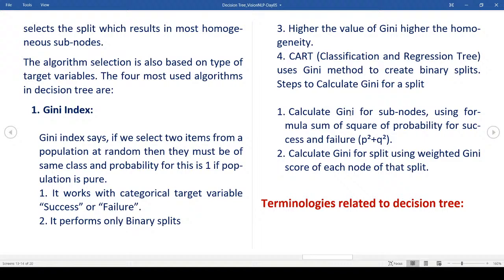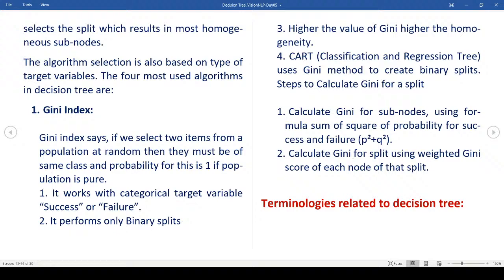And now how do we calculate it? To calculate the Gini index for subnodes, you can use the formula: sum of squares of the probability for success and failure. So success is p square, and failure is q square, where q is 1 minus p. You sum these two and calculate the Gini index for the split using the weighted Gini score of each node of that split. So that is the terminology behind it, what we are trying to achieve and how we can approach it. Gini index is where we are trying to find out the splitting behavior, but again, how to restrict it.